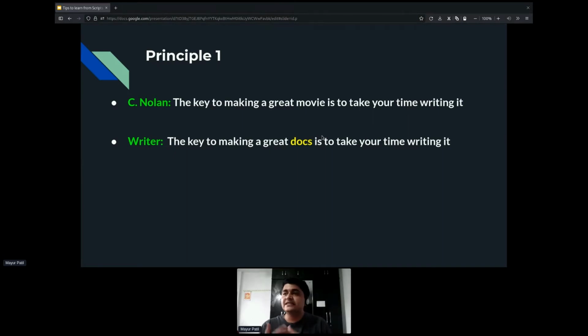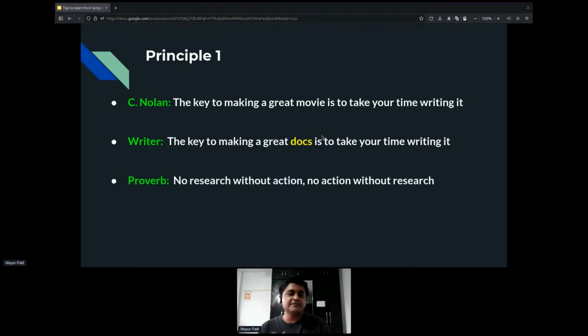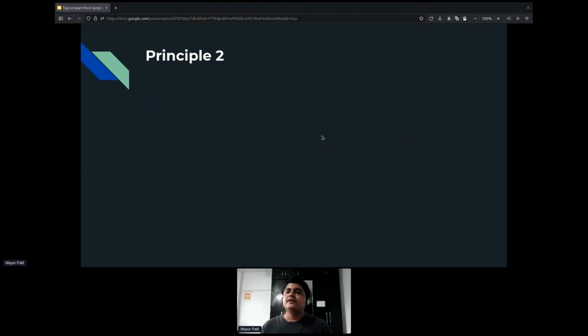You have seen that each Christopher Nolan movie roughly takes 2 to 3 years of development. The same is applicable for docs: plan, investigate, write, publish. But it should be in terms of sprints, not years. And the proverb, as I promised: no research without action and no action without research. This is definitely a point that every tech writer should consider.